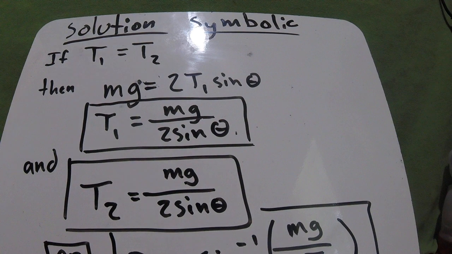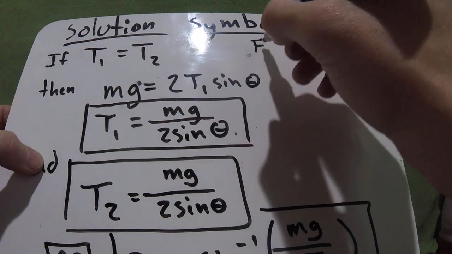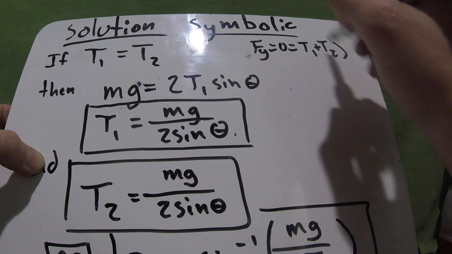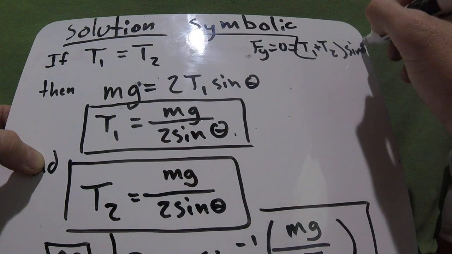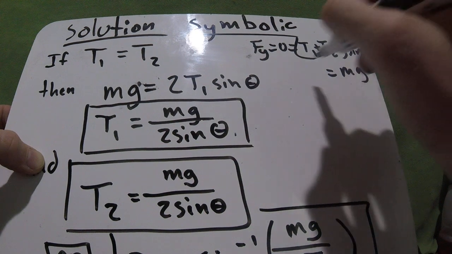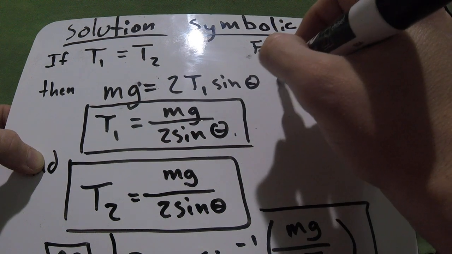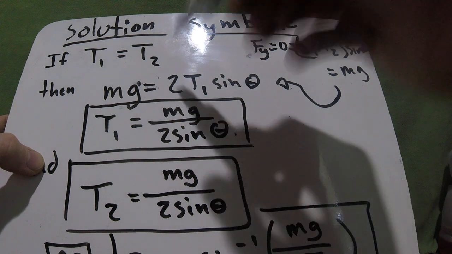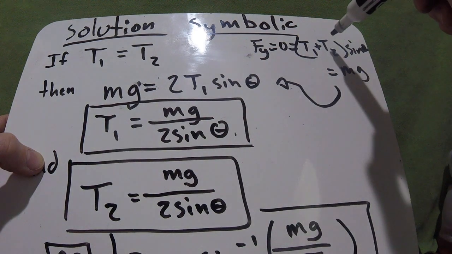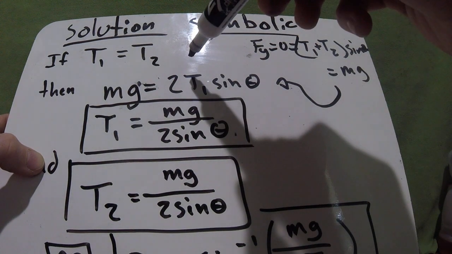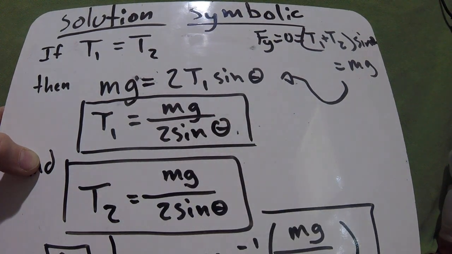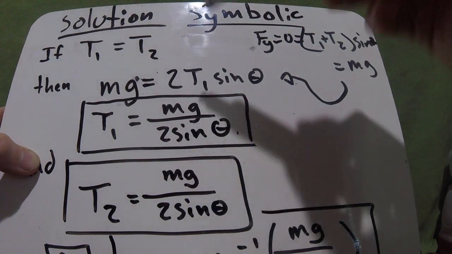And then we apply that to our sum of F in the y direction equals 0, which was T1 plus T2 sine theta equals mg, which brings us here. Right? Then if T1 equals T2, we substitute. T1 plus T1 is 2T1. 2T1 times sine theta, we said, equals mg. And then we can solve for T1.